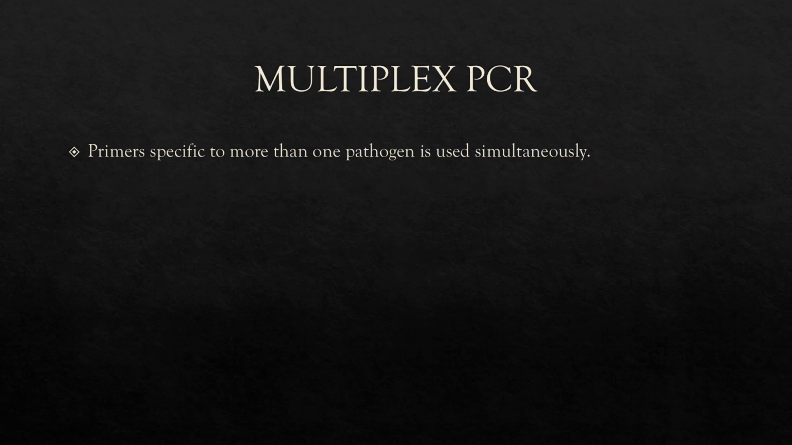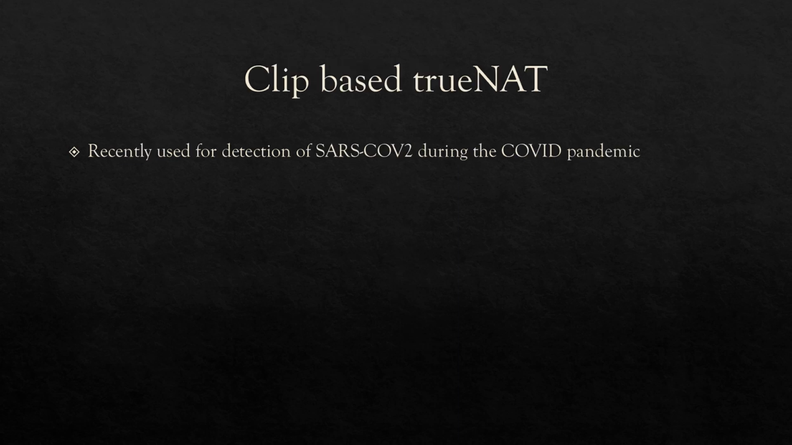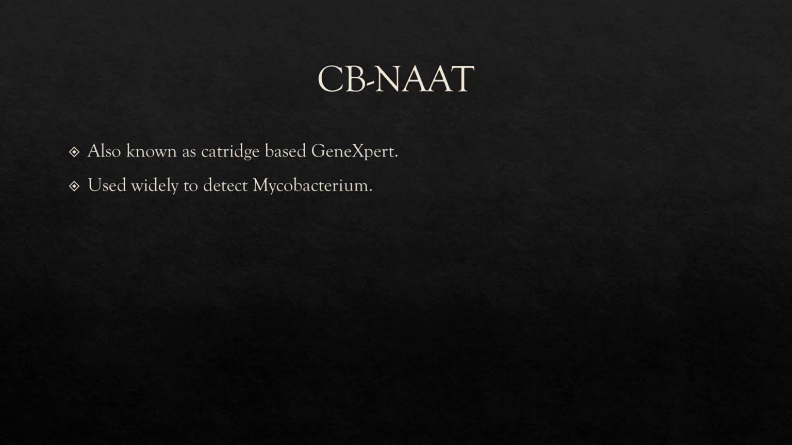Next would be multiplex PCR. Here the primers used are specific to more than one pathogen and can be used simultaneously. Then there is chip-based TrueNAT. This was the method recently used for detection of SARS-CoV-2 during the COVID pandemic of 2019. The next is CBNAAT. CBNAAT is also known as Gene Xpert. It is used widely for the detection of mycobacteria.